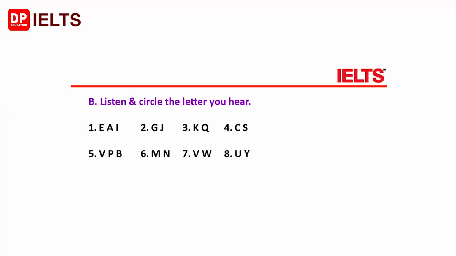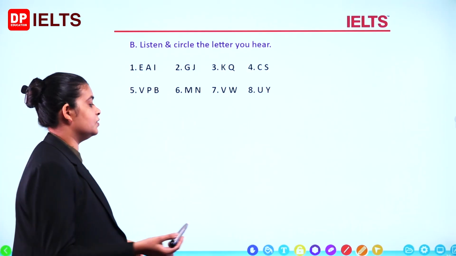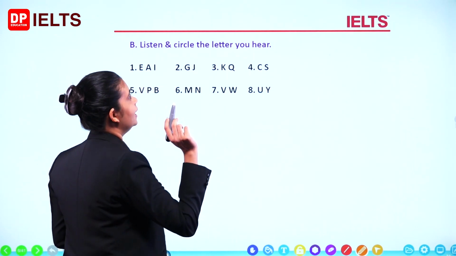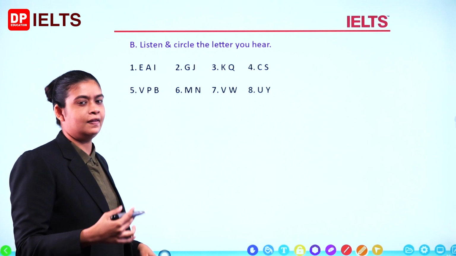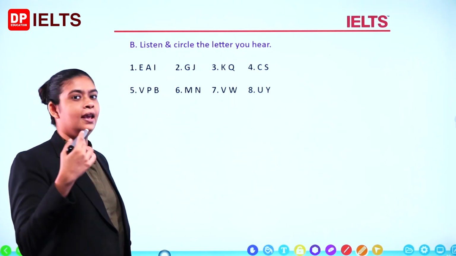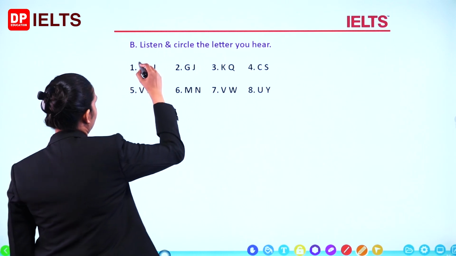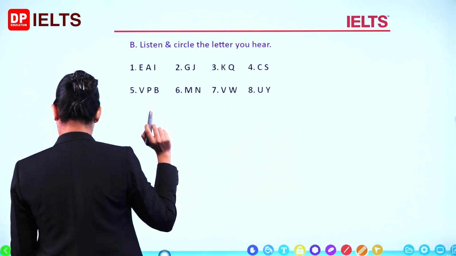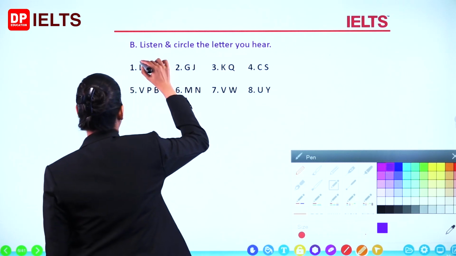Listen and circle the letter you hear, right? So out of these three letters, you will hear one. So say for an example, they say E and they will repeat it again. E. It's not that there are two letters E. So say E, E. So what was the letter? E. So you circle E. Okay. Let me just select a color. So E.